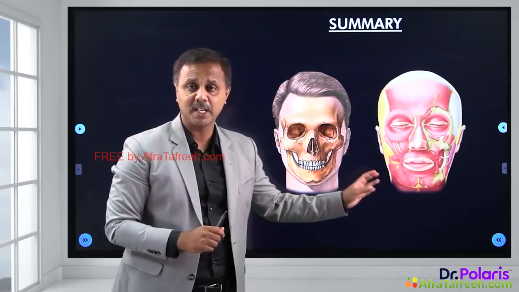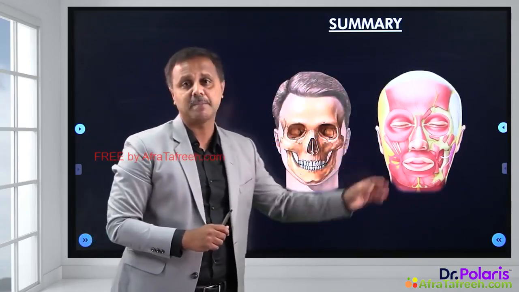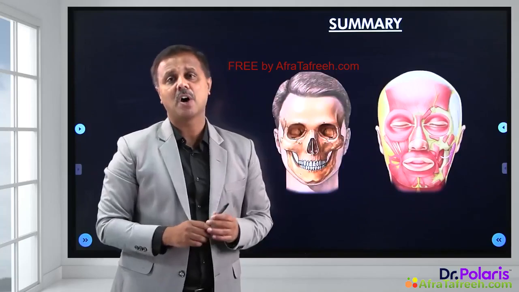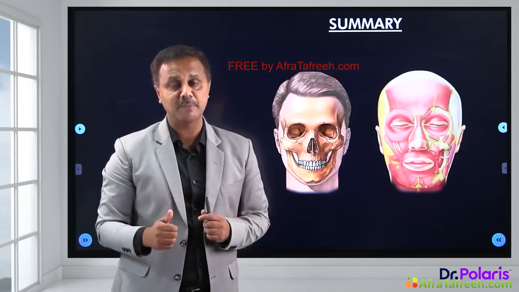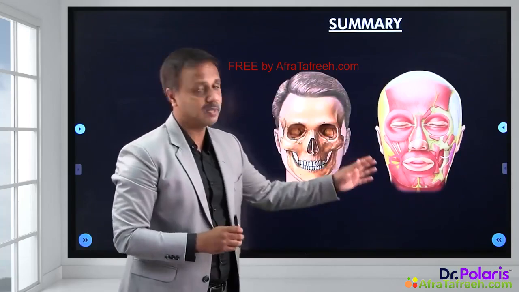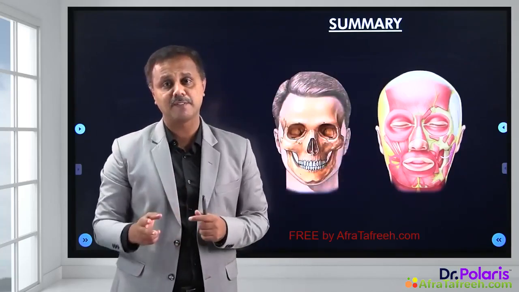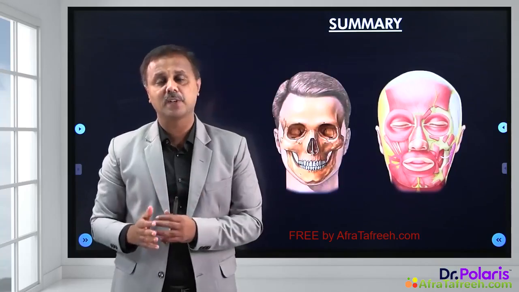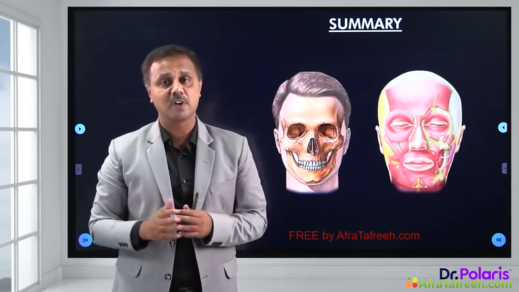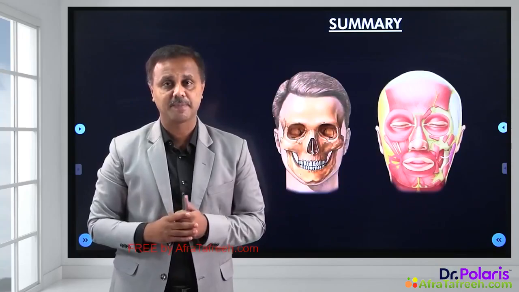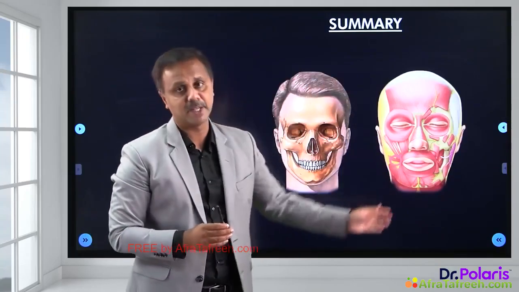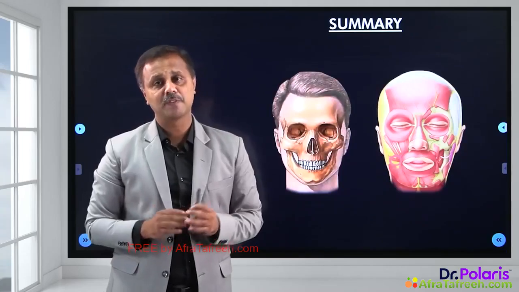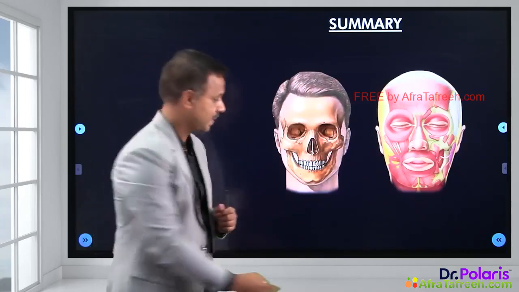Regarding their nerve supply, we learned that they are supplied by the seventh cranial nerve, or facial nerve. What is the embryological basis? The facial muscles are derived from the second pharyngeal arch, and the facial nerve, or seventh cranial nerve, is the nerve of the second pharyngeal arch. This is what I want you to remember in the topic of the muscles of the face. That's it for this session.